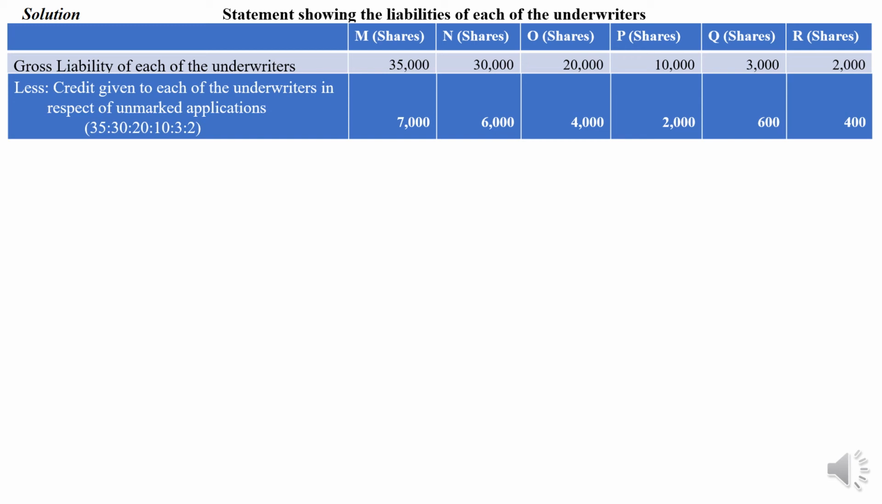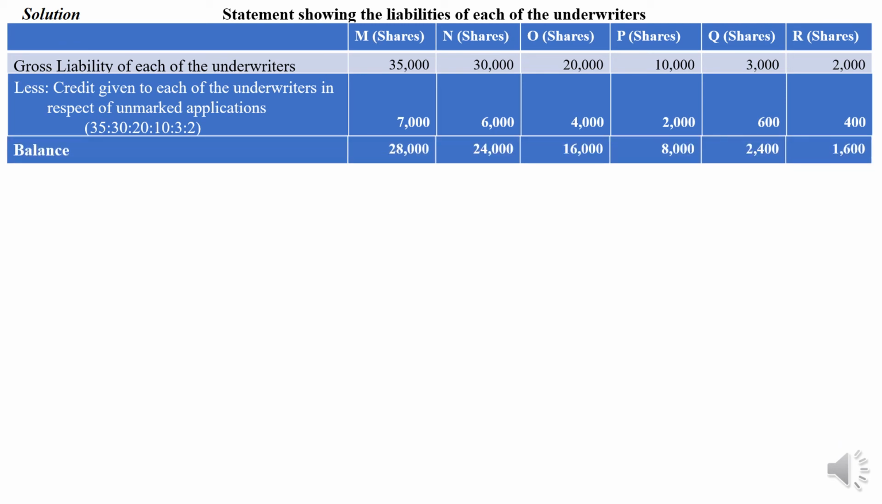As it is given in the problem, applications for 20,000 shares were received on forms not marked. In the sense, they are the unmarked applications. The 20,000 shares are to be divided in the ratio 35 is to 30 is to 20 is to 10 is to 3 is to 2. So M gets 7,000, N 6,000, O 4,000, P 2,000, Q 600 and R 400. After deducting this, we get the balance: M 28,000, N 24,000, O 16,000, P 8,000, Q 2,400, R 1,600.